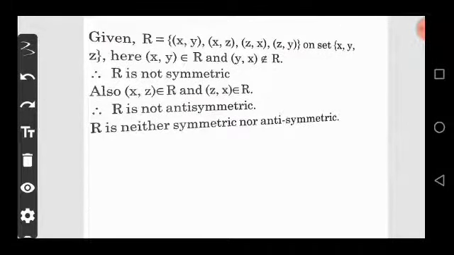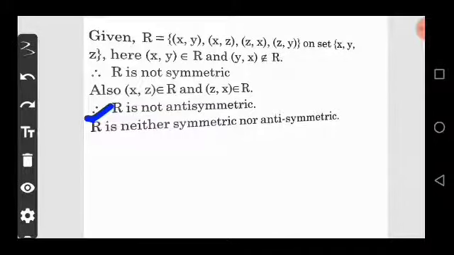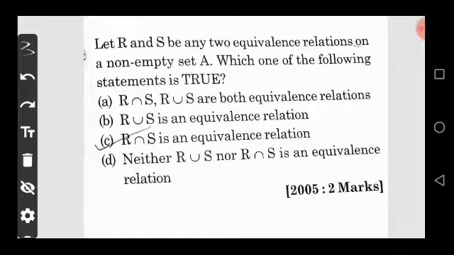Here R is not symmetric because (x,y) belongs to R, but (y,x) does not belong to R, so it is not symmetric. And it is also not anti-symmetric because (x,z) belongs to R and (z,x) also belongs to R, so it is not anti-symmetric. So the answer is option D. Now move on to the next question. Let S and R be any two equivalence relations on a non-empty set A.